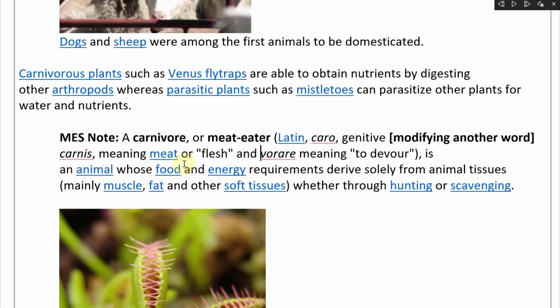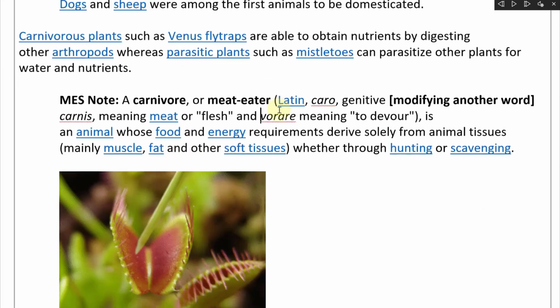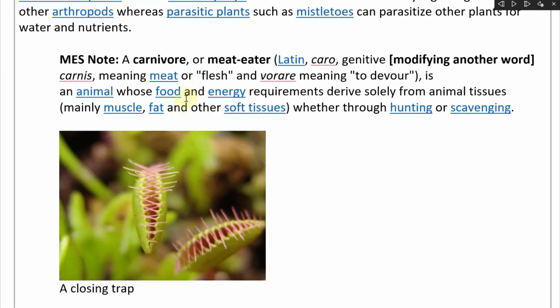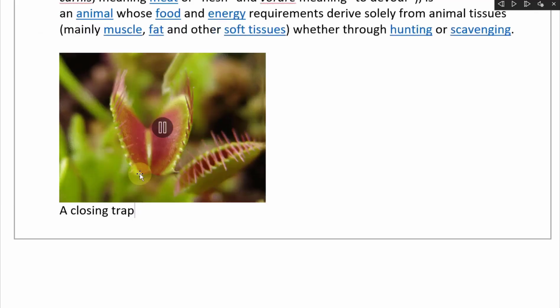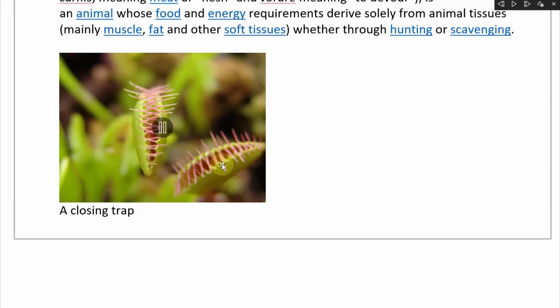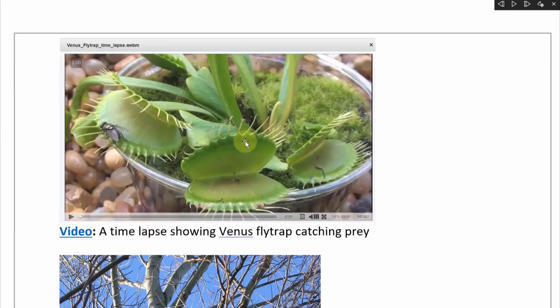And a Venus flytrap is one such plant as well. So it's a plant that also eats meat. It usually just eats other animals. But yeah, so here's a GIF of a closing trap. So you touch it and all of a sudden it just closes like that. Very interesting. And now here's actually a time-lapse video here, showing a Venus flytrap catching prey. So there's a fly over there.